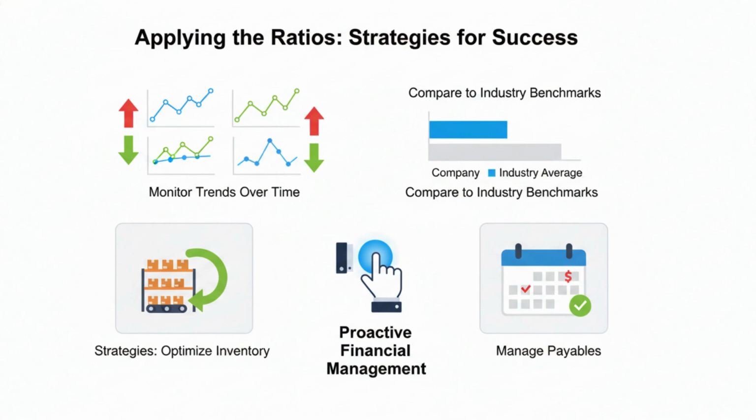When it comes to improving your ratios, consider strategies like optimizing inventory to free up cash or managing payables effectively by negotiating better terms. Proactive financial management isn't just about reacting to problems. It's about continuously seeking ways to strengthen your financial position, ensuring you're always prepared and poised for growth. This is where real financial power lies.